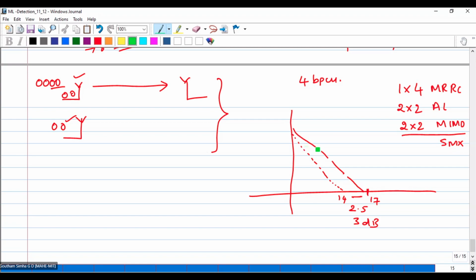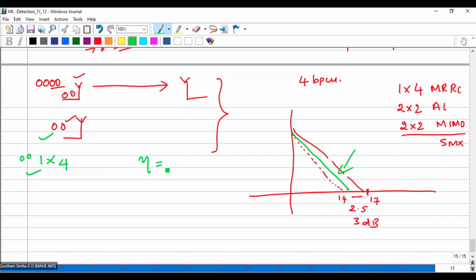I will choose another color over here. Somewhere here. Now you can argue what this performance deterioration is and why I am saying that the performance improvement is happening. Improvement is happening in terms of bits that are transmitted, in terms of spectral efficiency. For a 1 cross 4, what is the spectral efficiency? Maximum you can push it to 2 bits here.